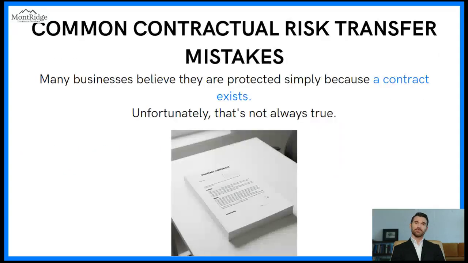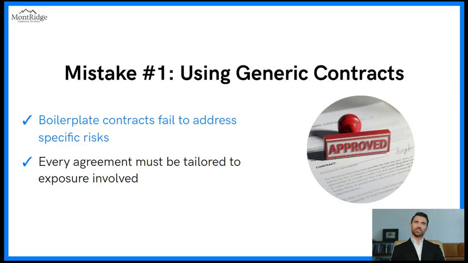Liability uncertainty. Common contractual risk transfer mistakes. Many businesses believe they are protected simply because a contract exists. Unfortunately, that's not always true. Mistake number 1, using generic contracts. Boilerplate contracts fail to address specific risks. Every agreement must be tailored to the exposure involved.